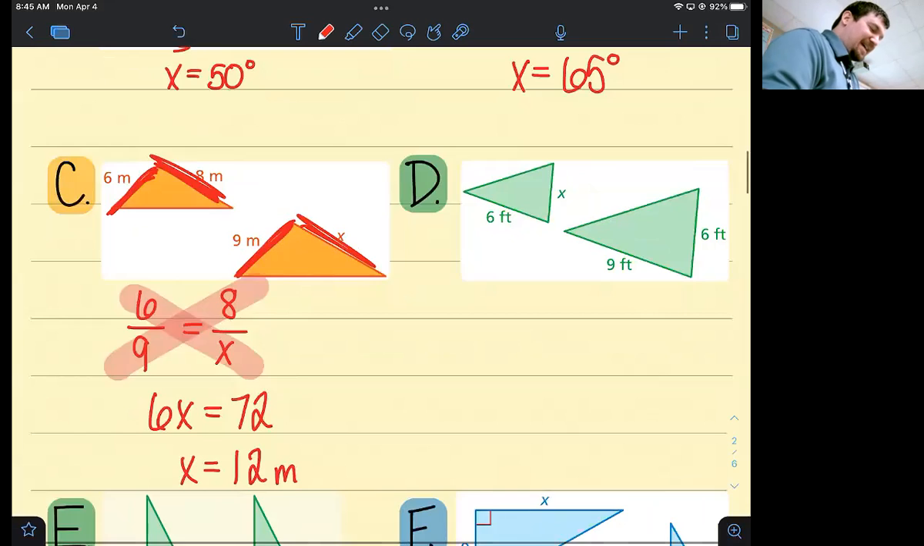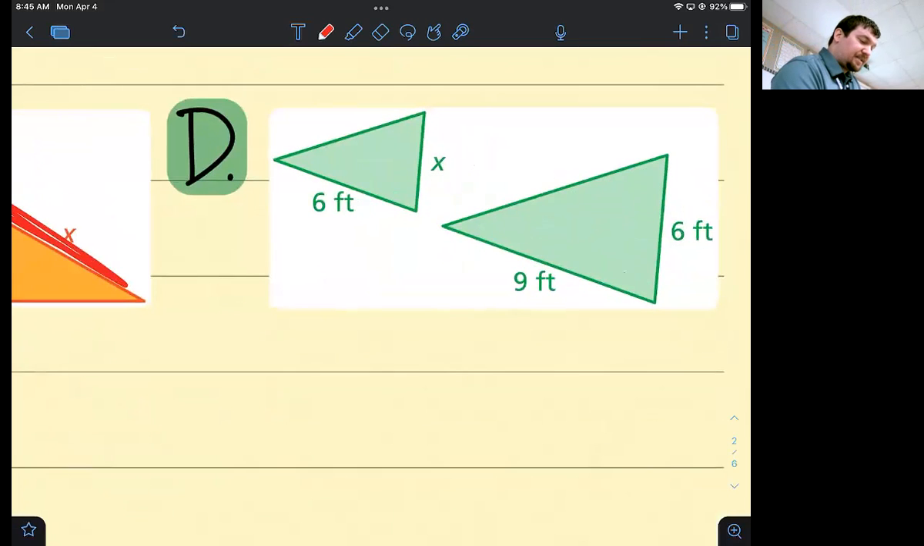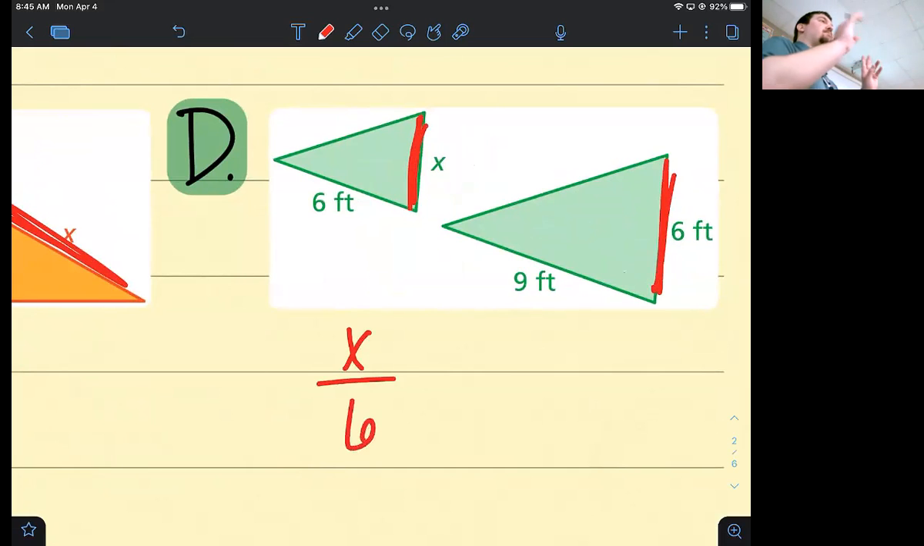All right. Example D. X matches up with which side on the other triangle? It matches up with the 9. The 6. It matches up with the 6. So that word matching, corresponding is what I probably should have said. It's the same definition, but that's the vocab word. So X and 6 match.